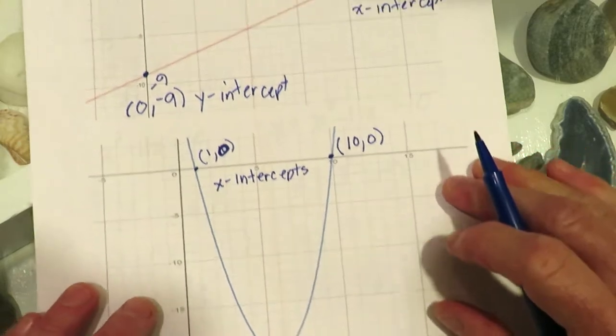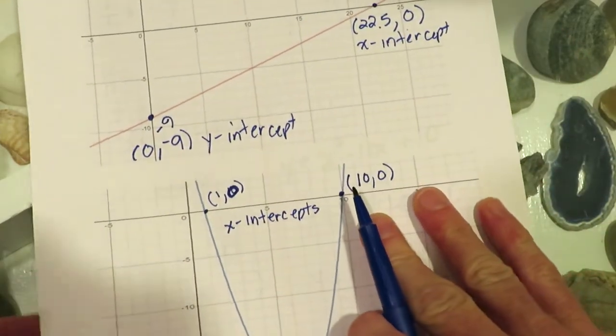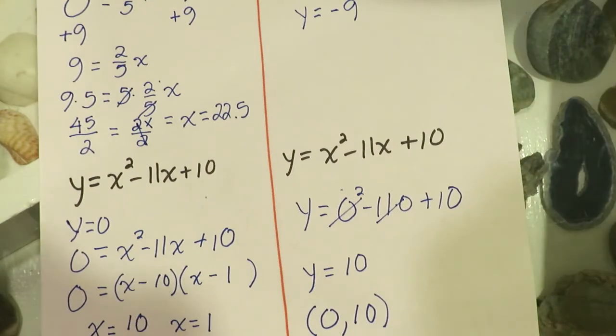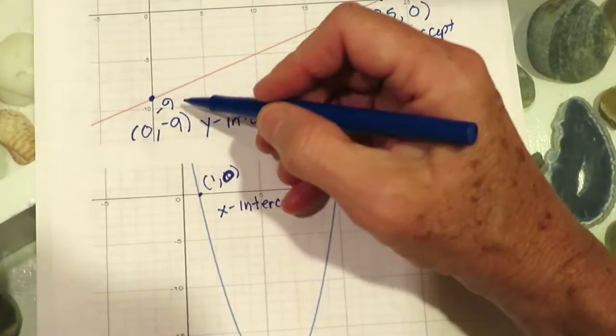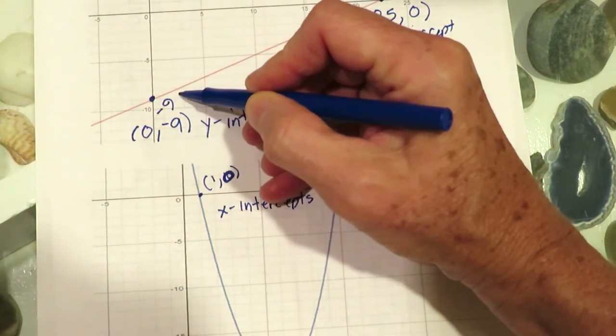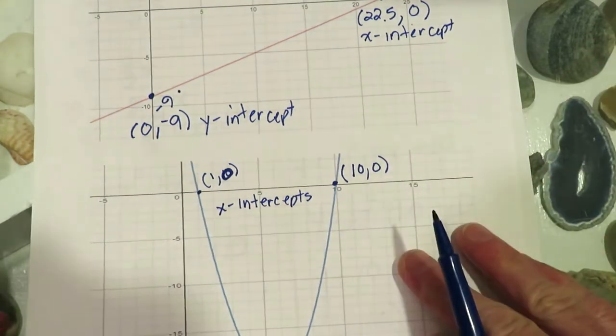And we actually don't see the y-intercept, it's cut off the graph, but what did we find it to be? We found it to be (0, 10). So had the graph continued, the y-intercept is up here somewhere, x is 0, y is 10.